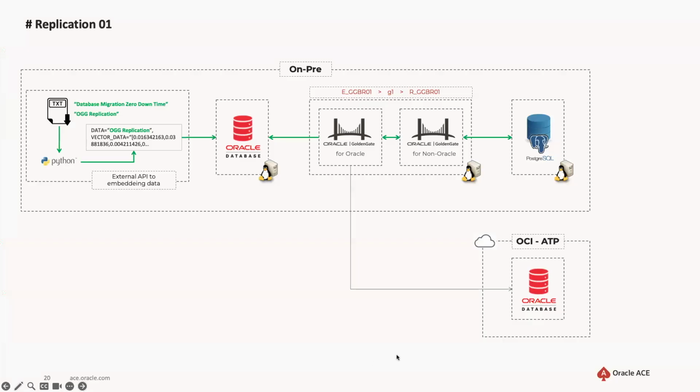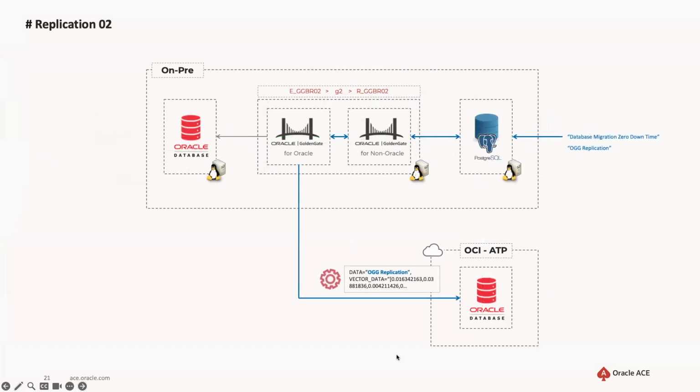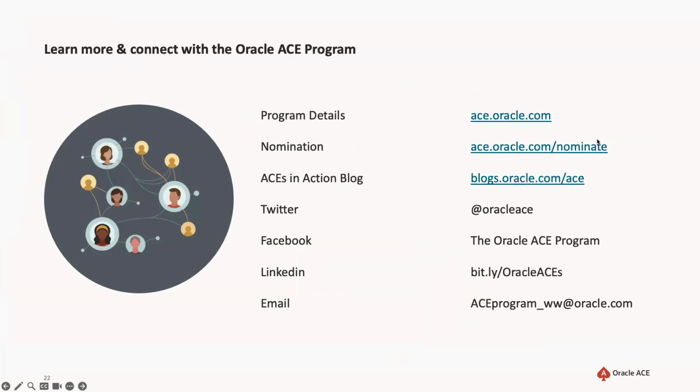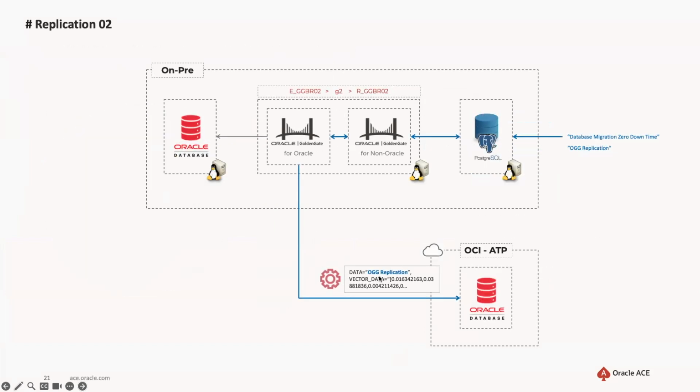The other example is pretty cool too, but I don't have time. We are going to insert the data into Postgres, and this data is going to be converted through GoldenGate, generating this vector data with the GoldenGate replicat process. Okay, so that's it.